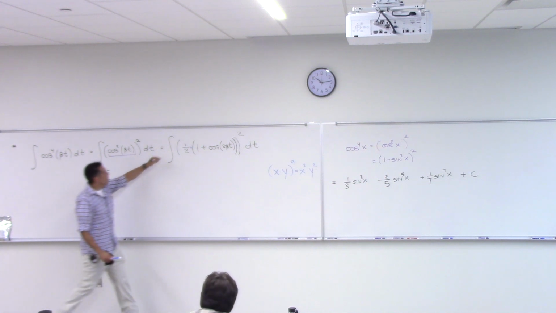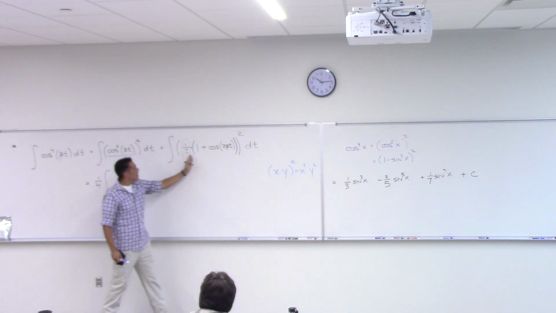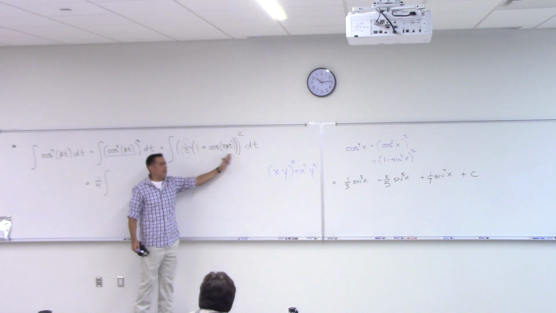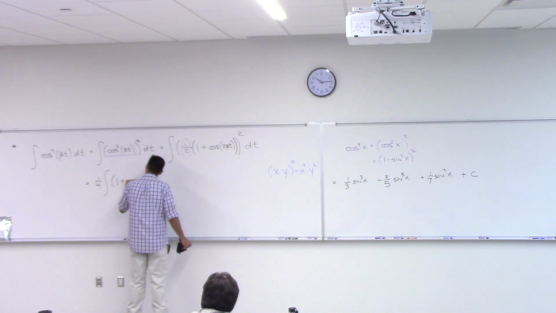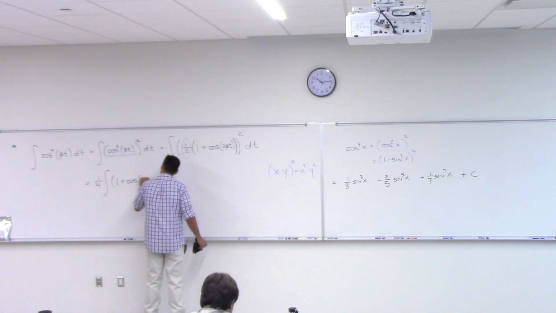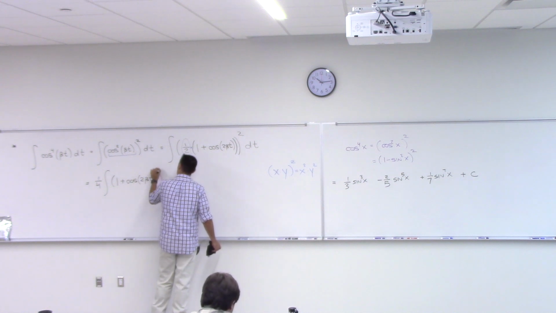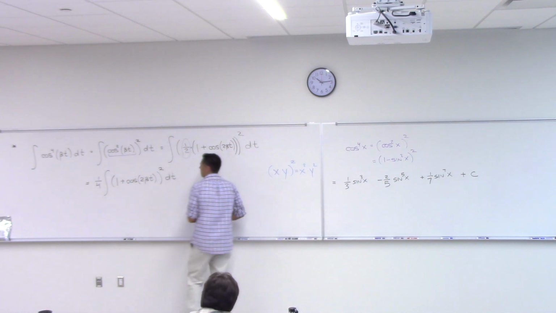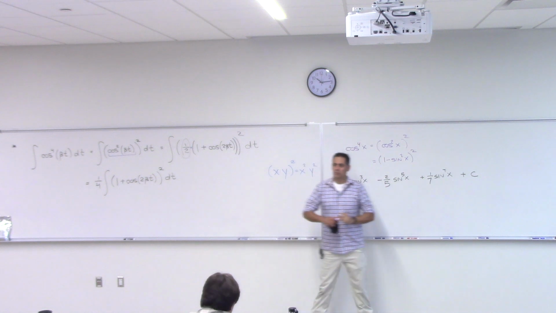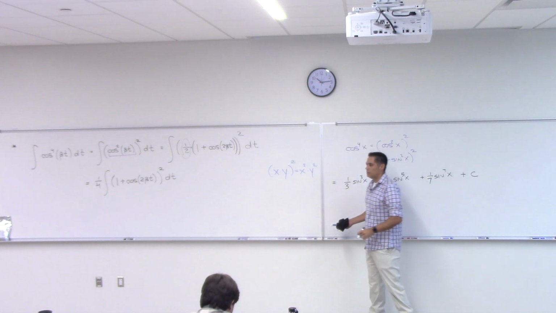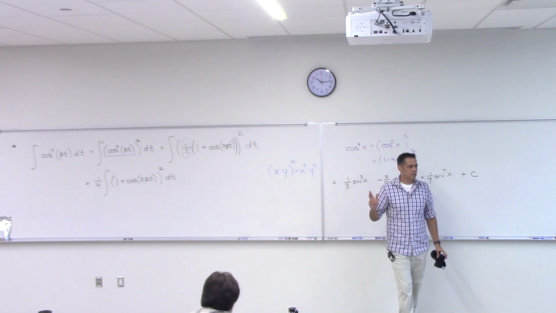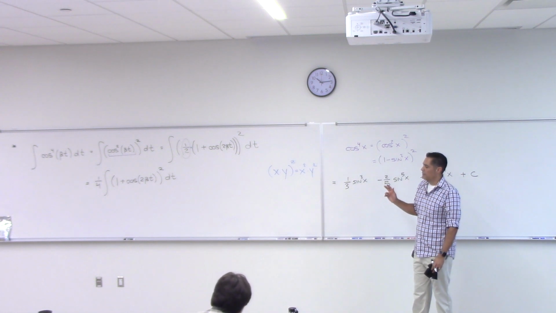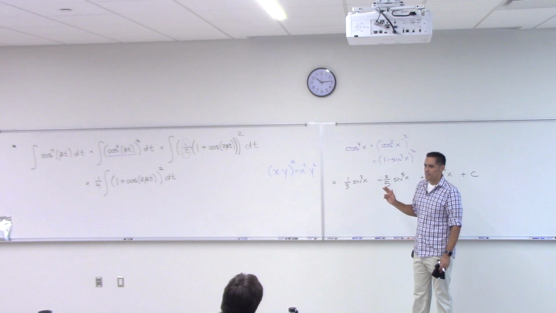So that's me squaring this. And now I have to square the 1 plus cosine 2 beta t. So I'm going to write that down. I need to square it: 1 plus cosine of 2 beta t, squared, dt. Who has questions? Anybody? Sure?